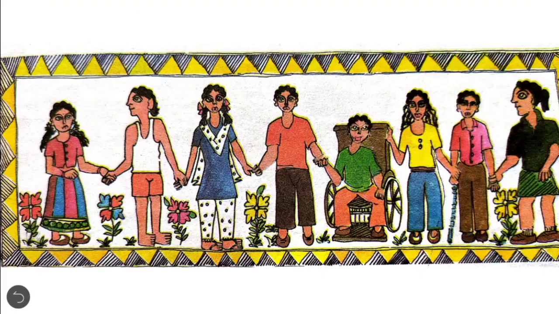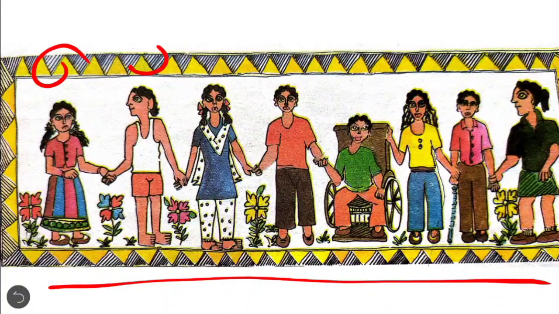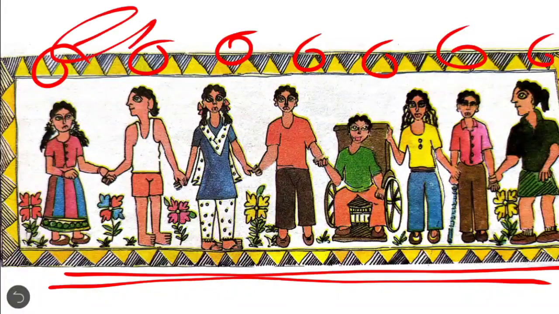I will show you one image. Can you see this image? Here are students or people standing. Everyone is different. Here no one is exactly the same. So all these factors make the differences.